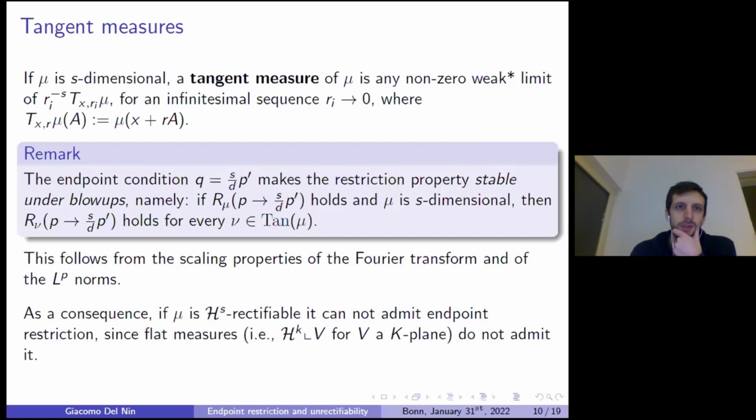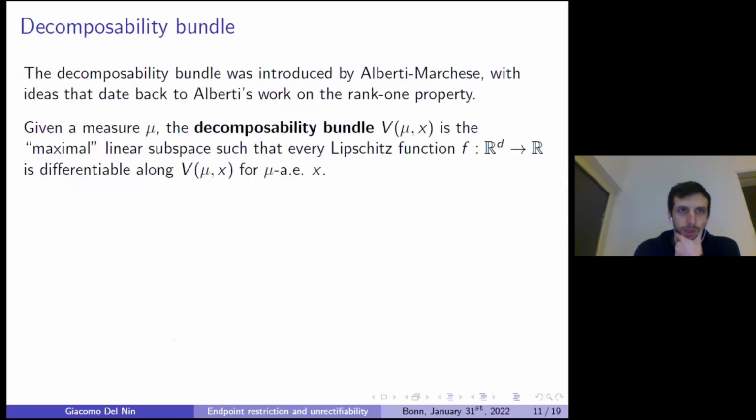And the general result will be a refinement of this proof, that looks at some finer properties of the measure expressed in terms of the decomposability bundle. So what is the decomposability bundle? It was first introduced by Alberto Marchese a few years ago, and is the following. So we start from a measure mu on R^d.